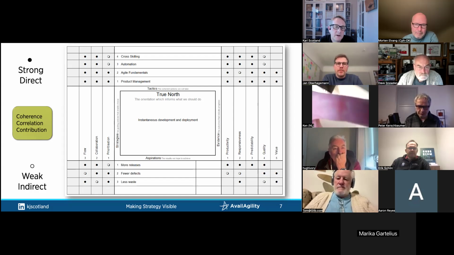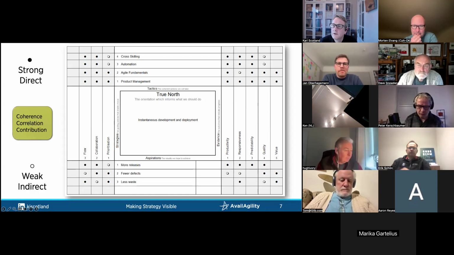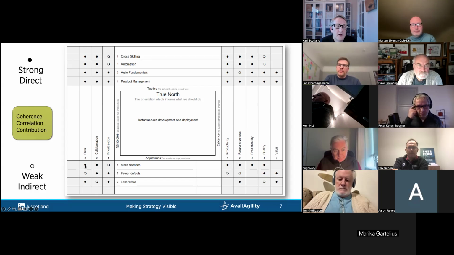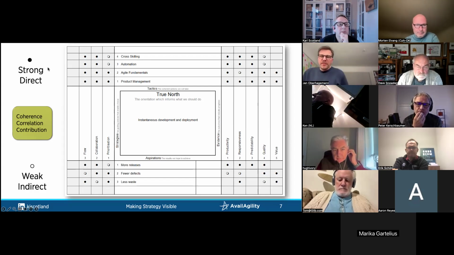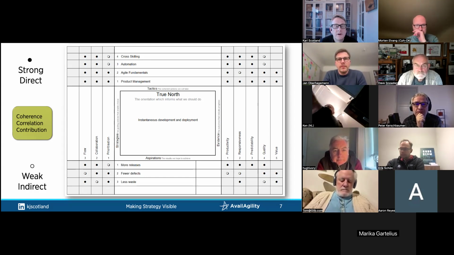We had strategies around prioritization, collaboration, and flow. Our tactics were around focusing on improving product management, getting some agile basics and fundamentals in place, developing better automation, and looking at how we did cross-skilling. And then for evidence, we measured some standard things: we wanted to improve productivity, responsiveness, predictability, quality, and value. These dots in the matrices then allowed us to talk about and agree, or make sure we were aligned, on how these fitted together. So a solid dot meant that we have a strong or direct relationship between two of these elements. We think there's a really strong relationship between them and they're going to directly influence each other.